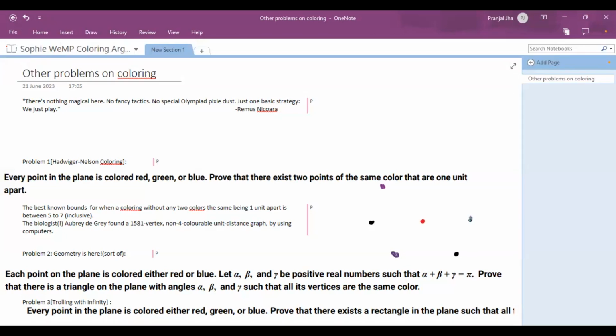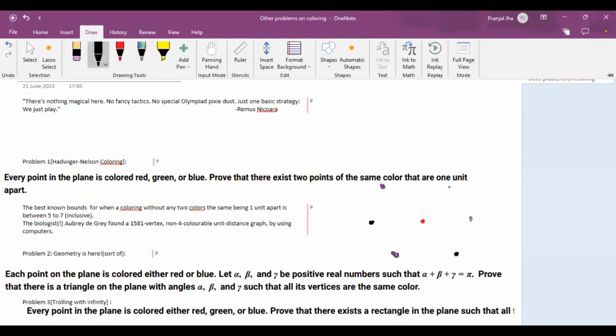So this is blue, and this has to be black. Did everyone get this?